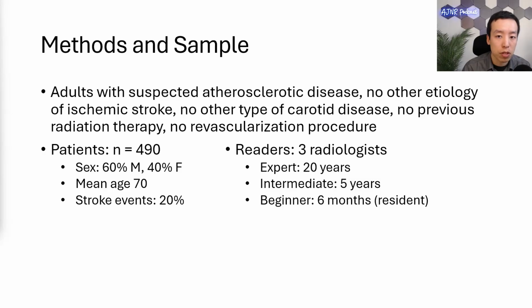There was an expert who had 20 years of experience. There's an intermediate person who had 5 years of experience, so kind of like a fellow or junior attending. And there's a beginner who was a resident with 6 months of experience with vascular imaging. And they batched these CTAs into 5 separate groups so that they could look at how ratings change with additional short-term experience and therefore assess the learning curve, which is what you might really care about if you wanted to incorporate plaque-RADS into routine reporting or train your residents and fellows on it.